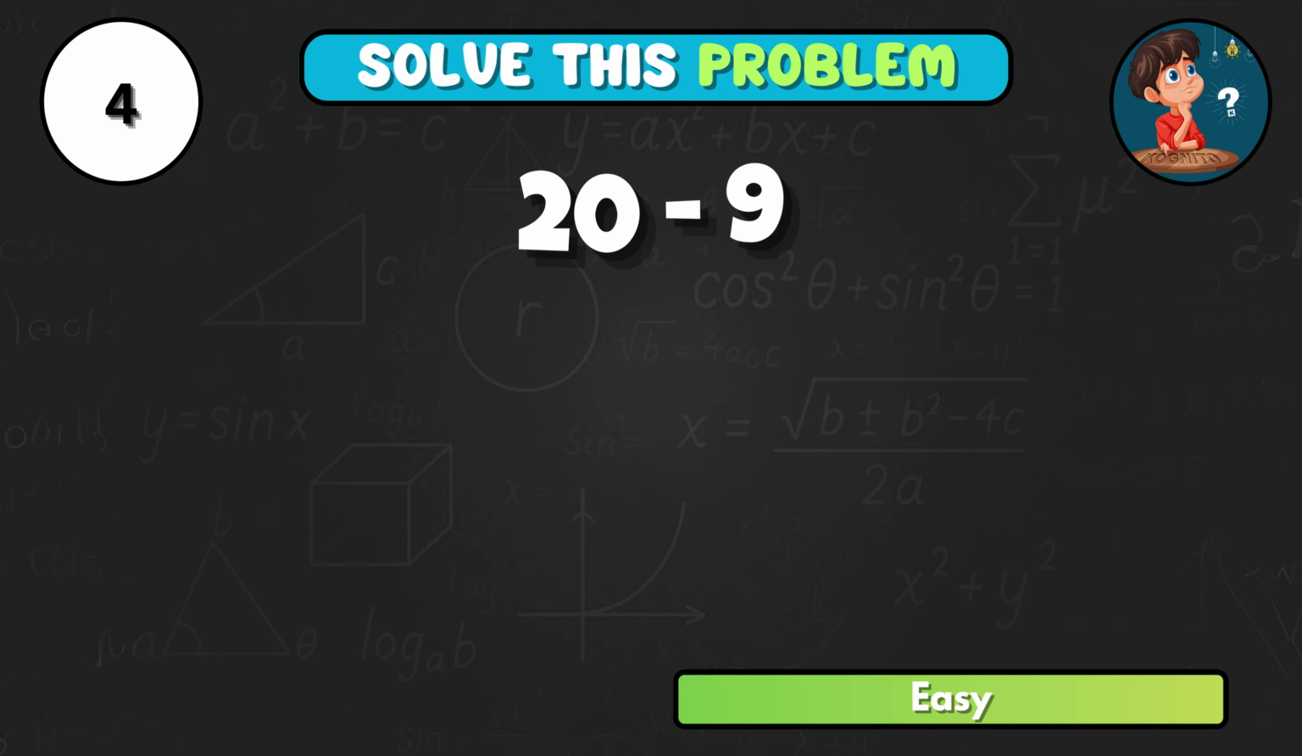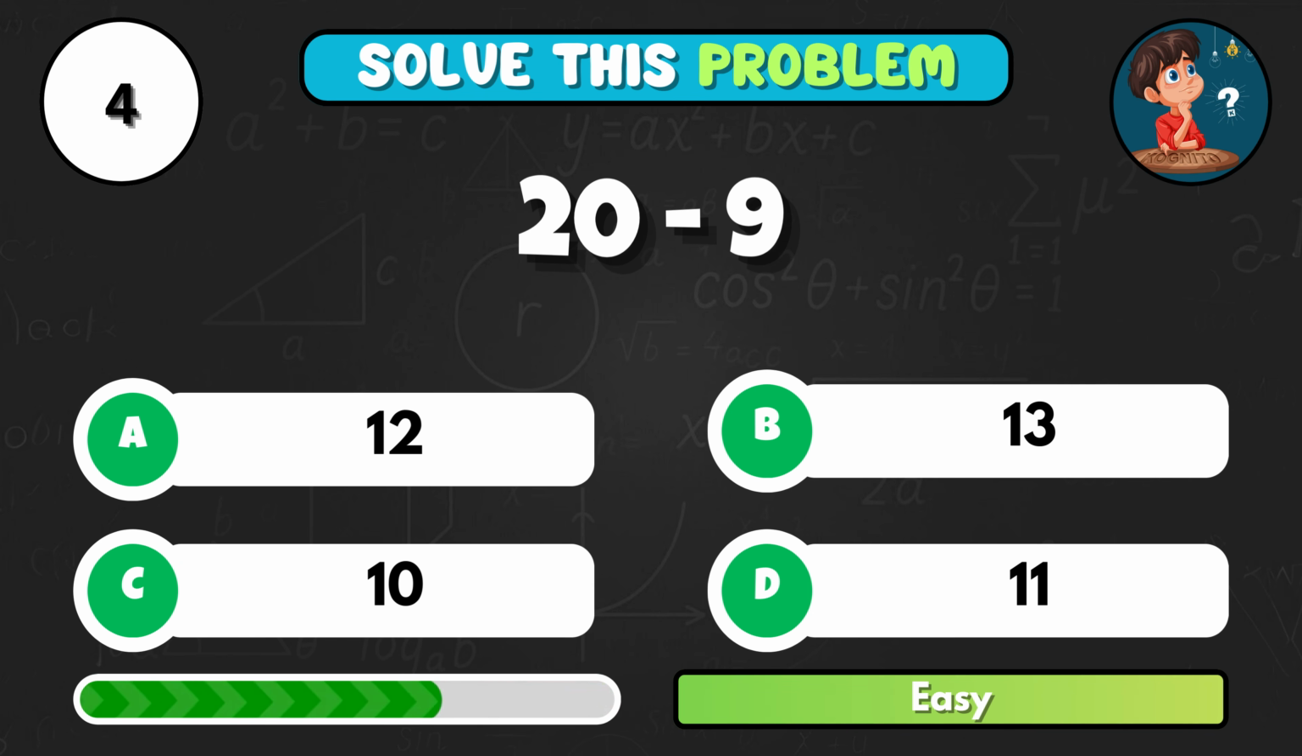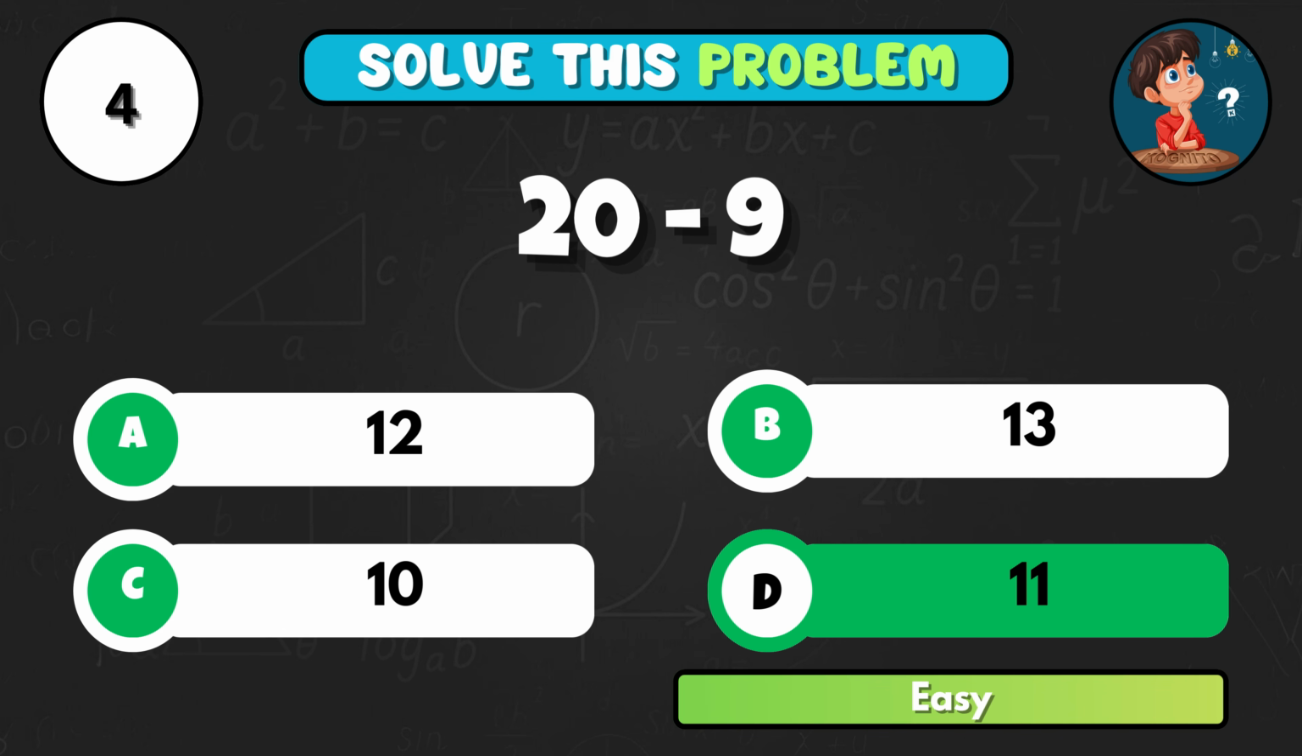Take 9 away from 20. Option D is correct. That comes to 11.